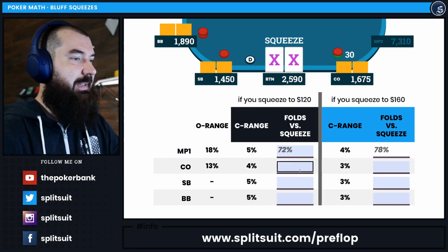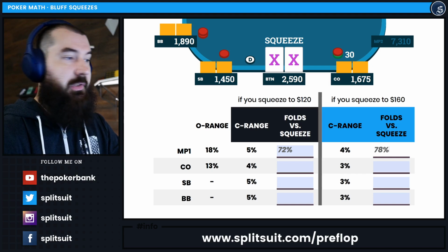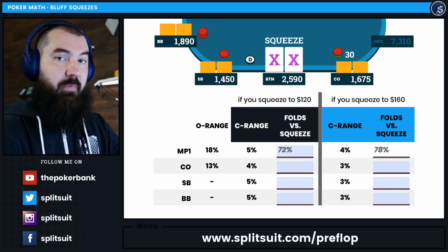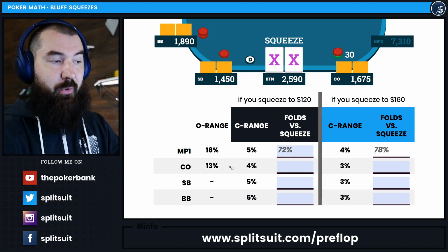And again, you can do this exact same thing. You can just take the raw percentages, right? 4% divided by the 13% gives us how often they continue. 100% minus that number gets us how often they're going to fold.